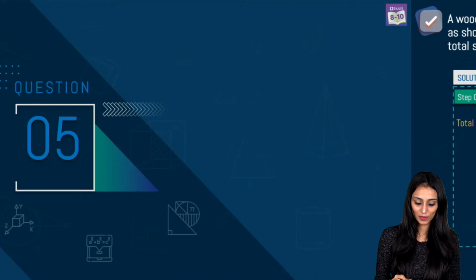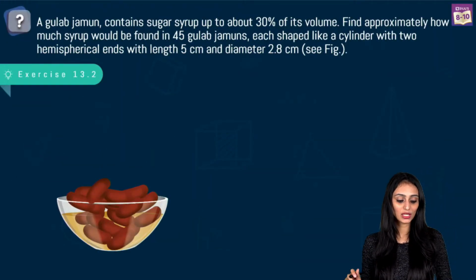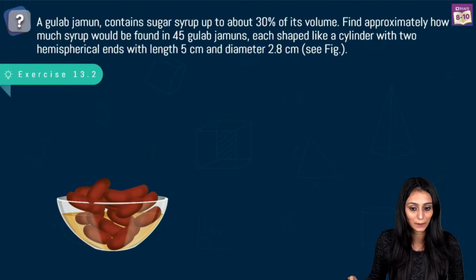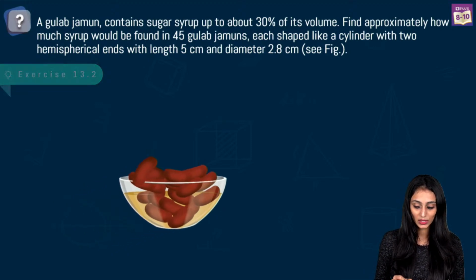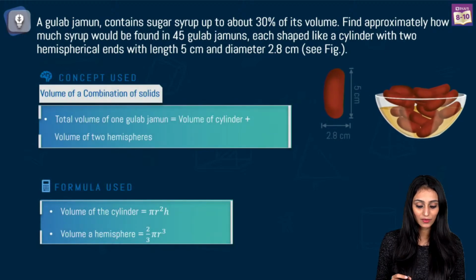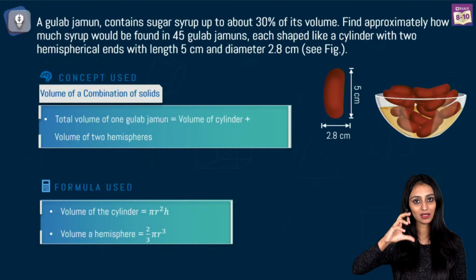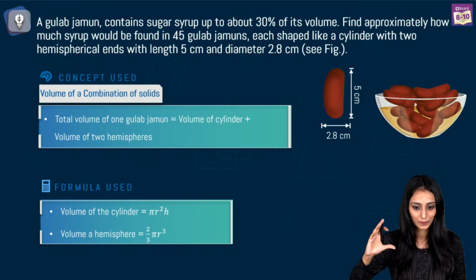Let's take a look at question number 5 now. So, gulab jamun contains sugar syrup up to about 30% of its volume. Find approximately how much syrup would be found in 45 gulab jamuns, each shaped like a cylinder with two hemispherical ends with length 5 centimeter and diameter 2.8 centimeter. Right? Okay. So, we are talking about gulab jamuns here and they have a shape. So, it is basically cylindrical and then two hemispheres at the two ends.